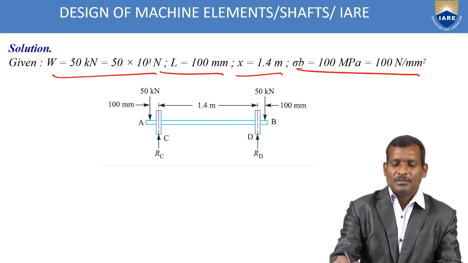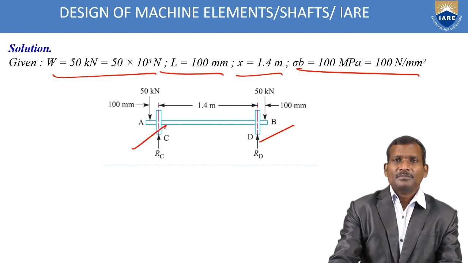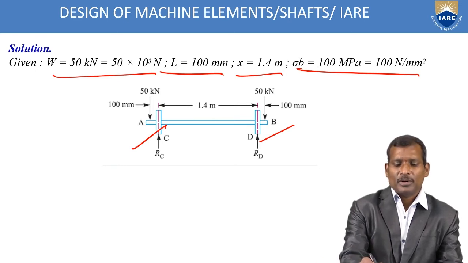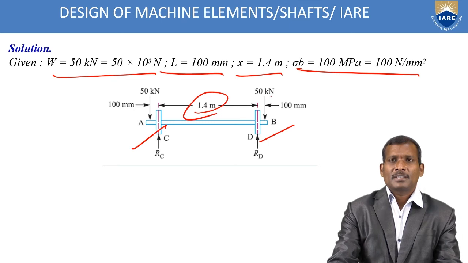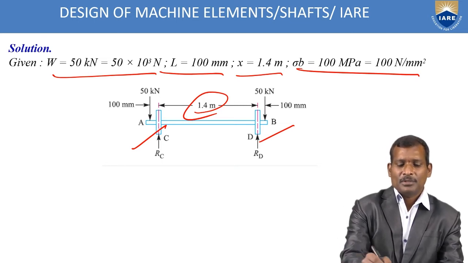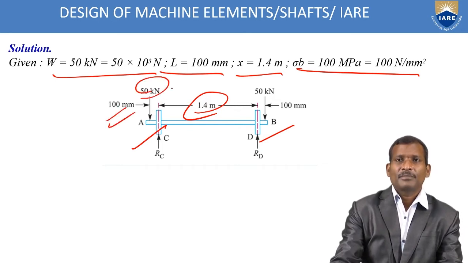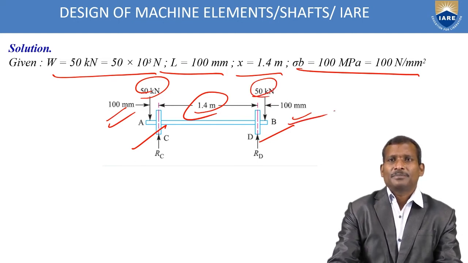First of all, to draw this diagram, two rails are shown at C and D, two wheels. The distance between these two is 1.4 meter. That is the gauge length. Clear? And then the load is acting at a distance of 100 mm. So from this 100 mm distance, the 50 kilonewtons is acting. Same on the right side also, 50 kilonewtons at 100 mm.